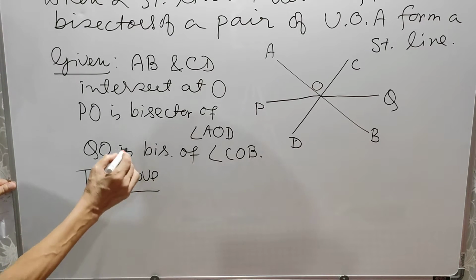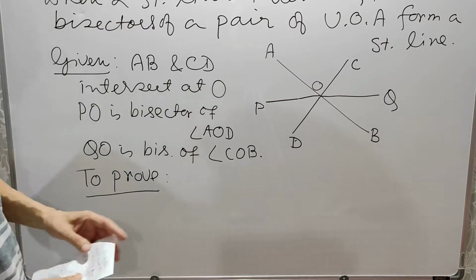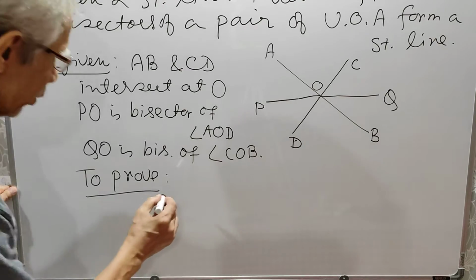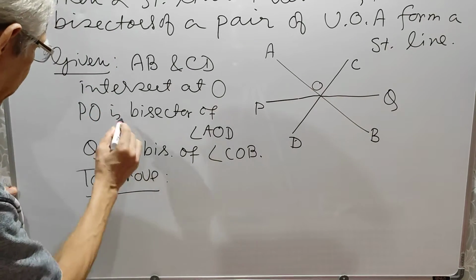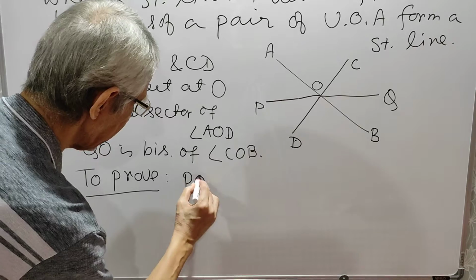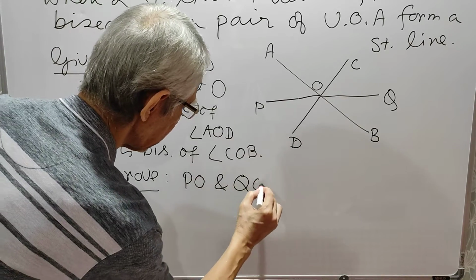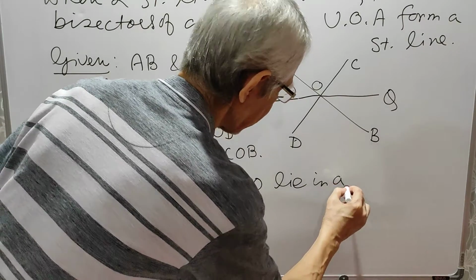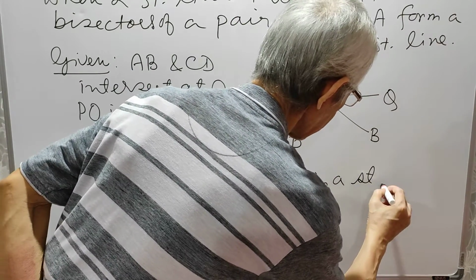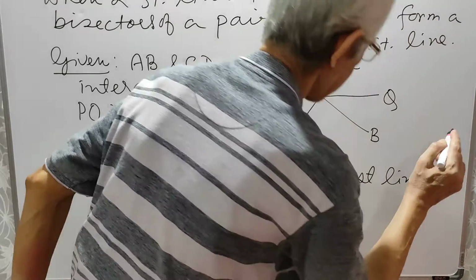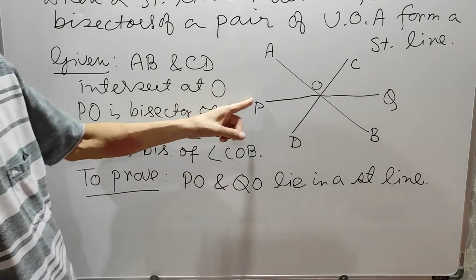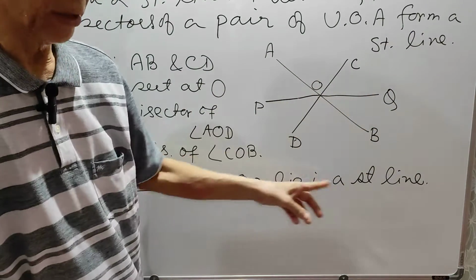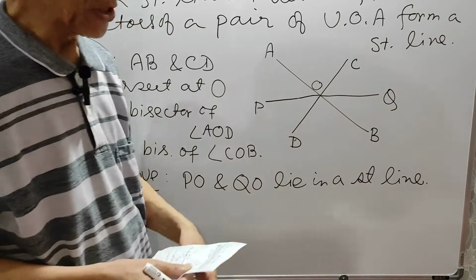To prove these two bisectors form a straight line. That means PO and QO lie in a straight line. So this is what you have to prove. This PO and QO, they form a straight line. That means they lie in a straight line or they form a straight line. So this is how you write.